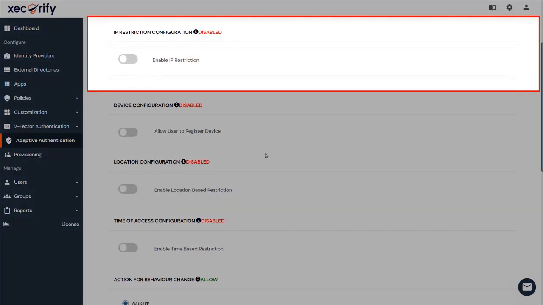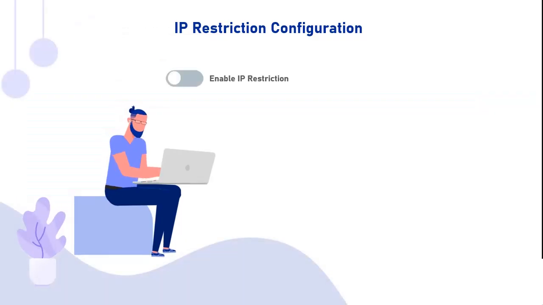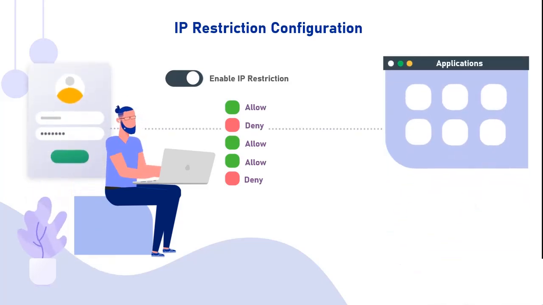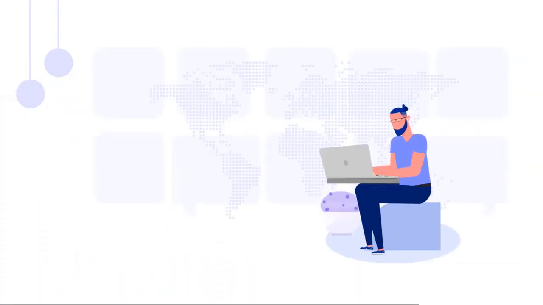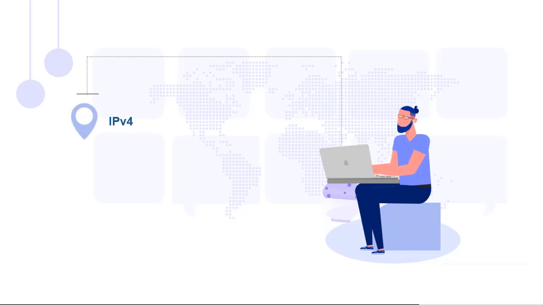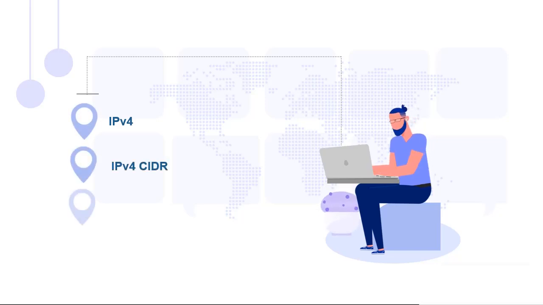First, IP Restriction Configuration. In this restriction method, the admin sets up a list of IP addresses to allow or deny access, when a user tries to log in to any of the applications configured with Adaptive Authentication. We support IP address ranges in three formats: IPv4, IPv4 CIDR, and IPv6 CIDR. You can choose whichever is suitable for you.